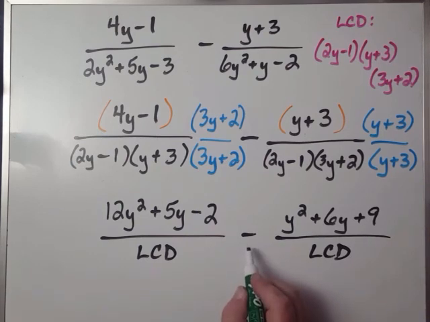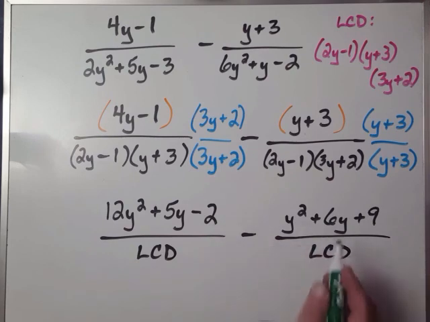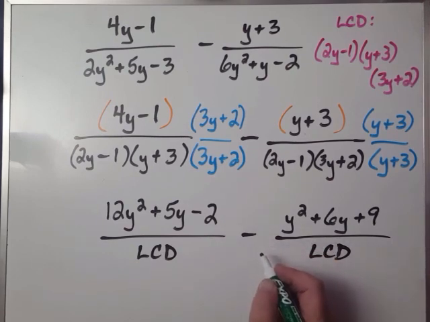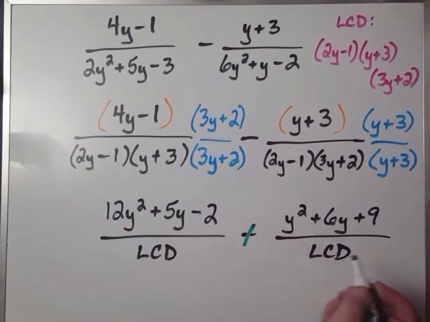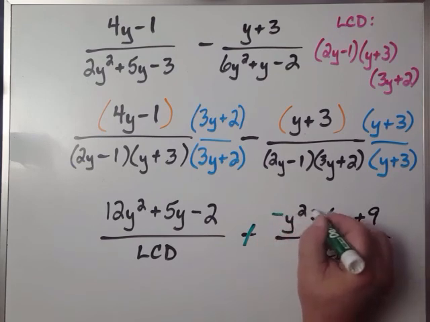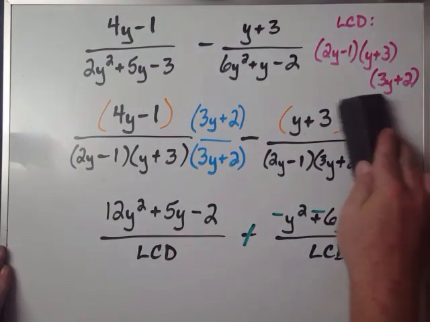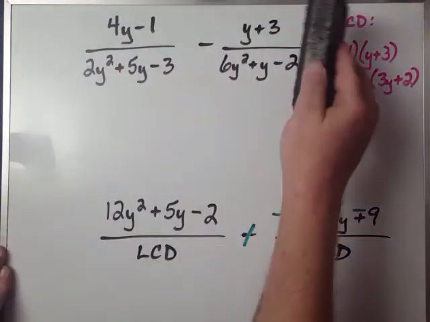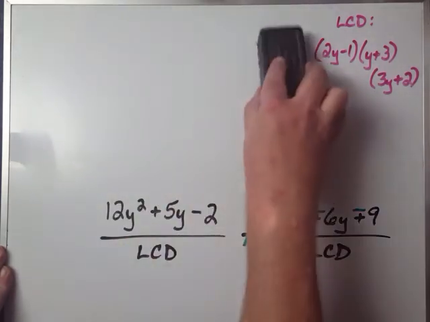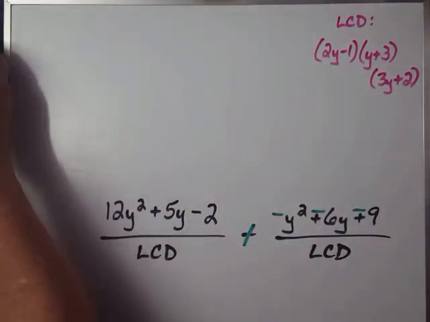I'm about ready to combine like terms. First, I want to distribute this negative. To subtract polynomials, we distribute the negative, combine like terms. In other words, I'm going to give this negative, as I always do, to that second numerator, and now combine like terms. Let me make some room here at the top of the board. And let me keep my LCD up where I can see it, because all I have left now is the abbreviation.